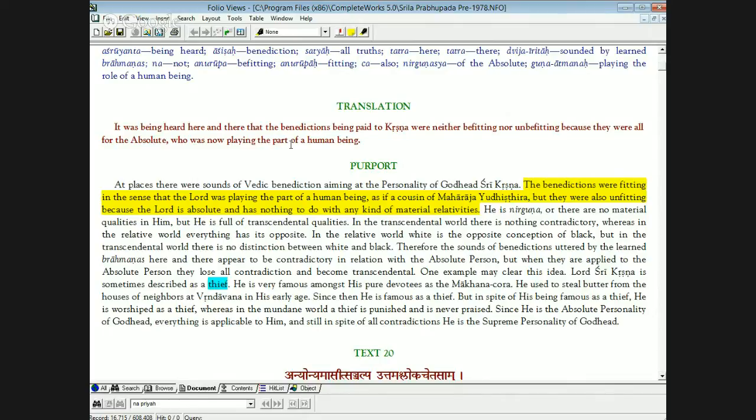Okay. Thief, yes, Krishna is known as a thief. So this is another contradictory thing. A thief is punished, but Krishna is worshipped. Why was Krishna stealing the butter from the neighbors' places? What was the idea? What was he doing? Because Krishna does everything, it is wonderful. Rajesh, why was he stealing the butter?